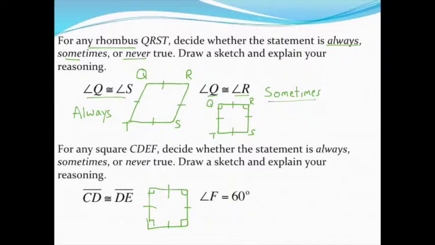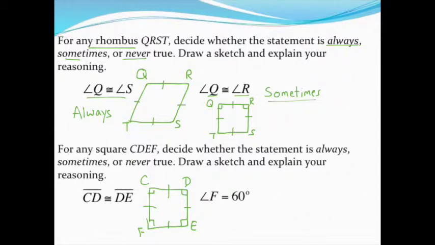You can't tilt the square because it has to be 90-degree angles. You can't make one side longer because they have to all be equal to each other. So we don't have as much room to move this shape around. So let's label the vertices C, D, E, F. It doesn't matter where you start as long as you go around in order. And let's check if these statements are sometimes, always, or never true.